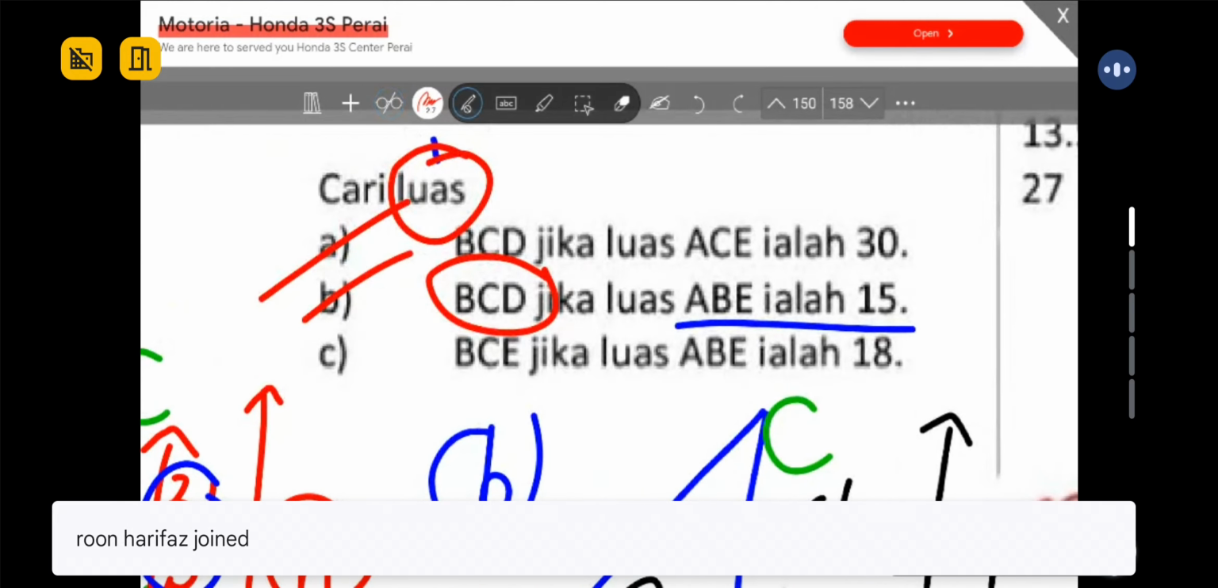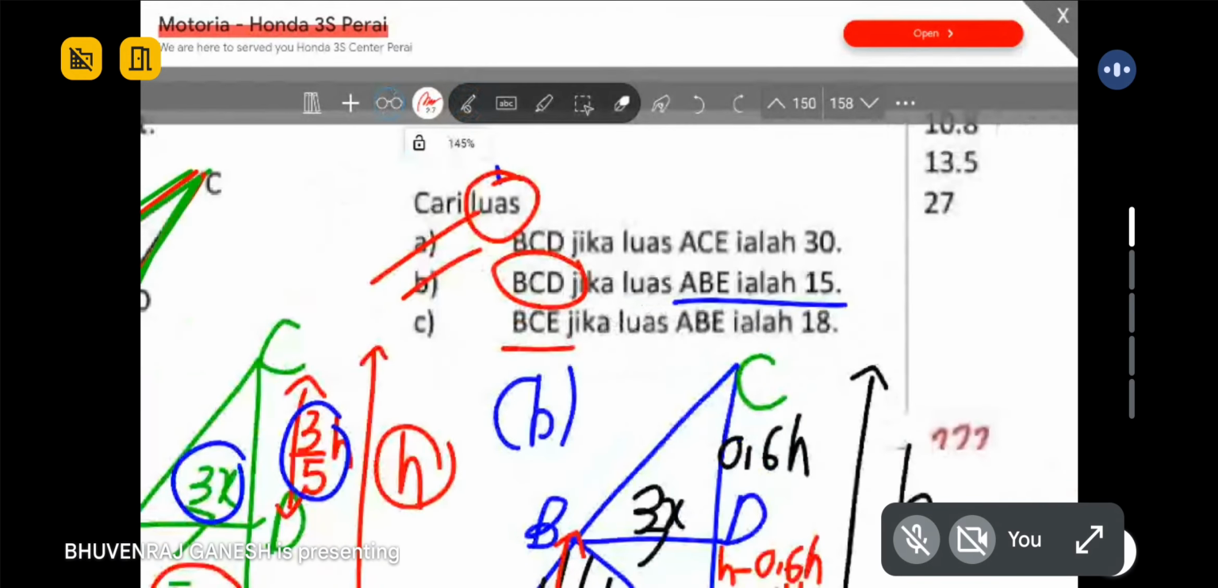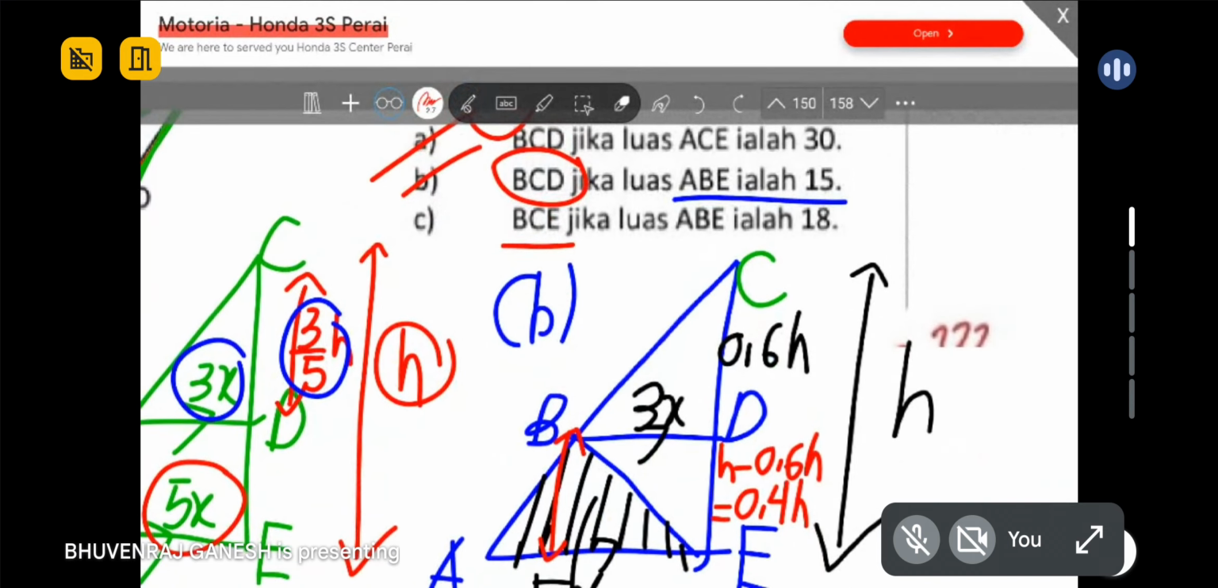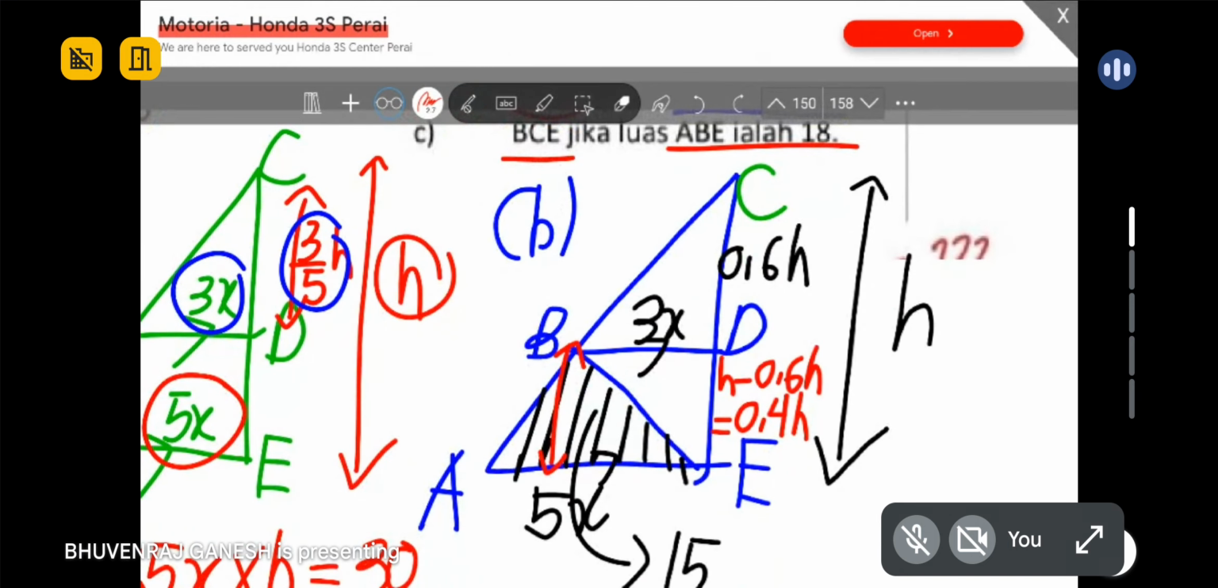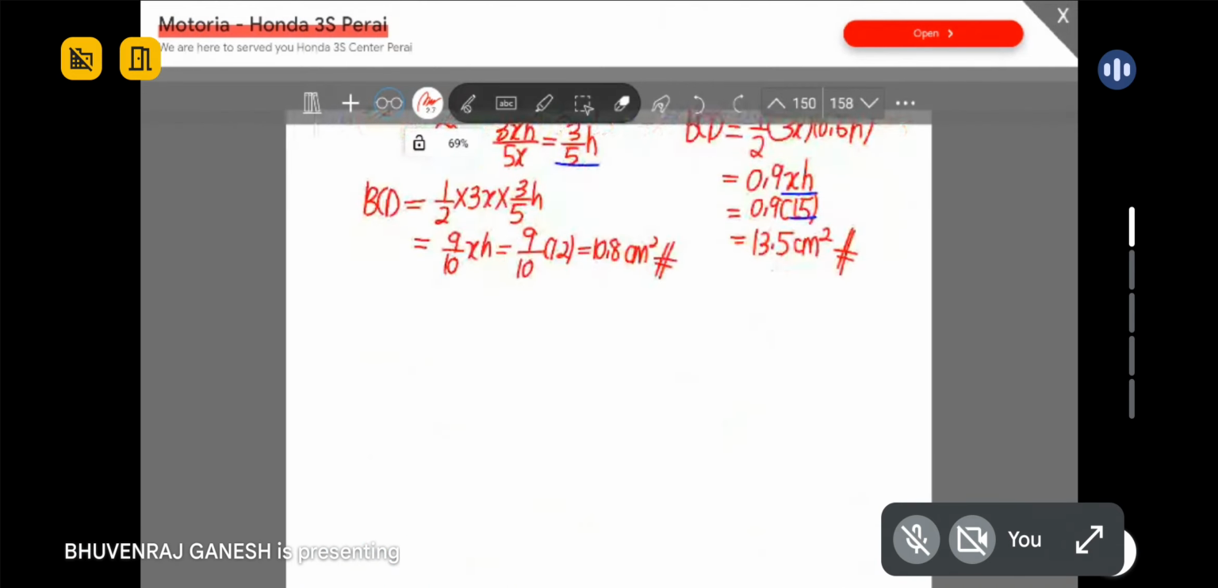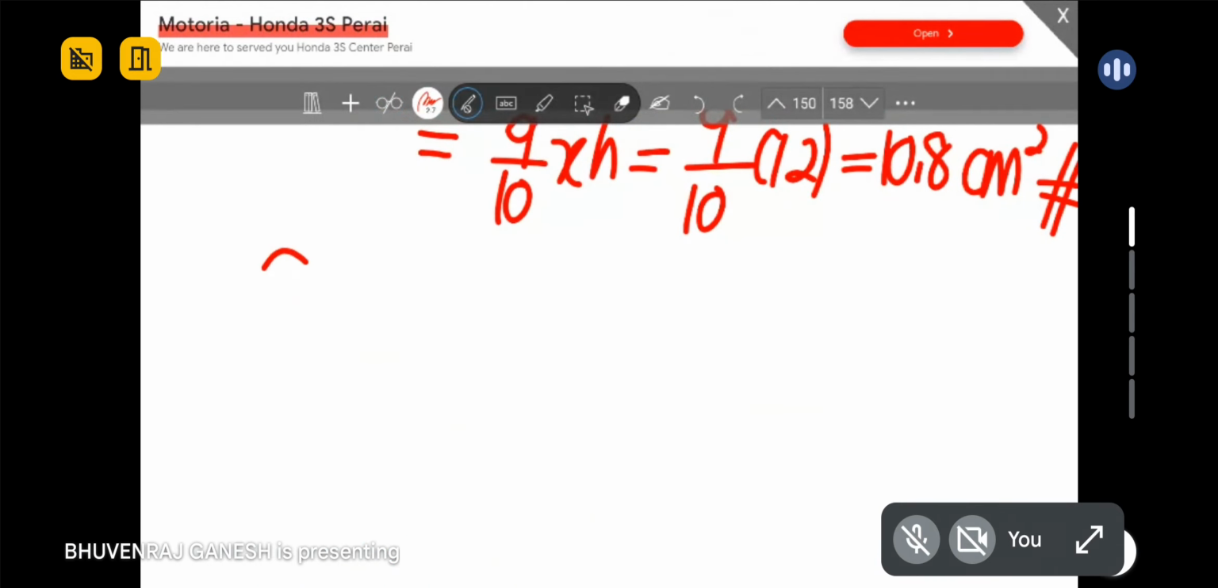Question C. So for question C, they want you to find the area of BCE. Different question. BCE. And they tell you ABE is 18 now. This one is very simple. Senang saja. So the concept is you must actually just use a very simple concept. Let me show over here. Down here, question number C.